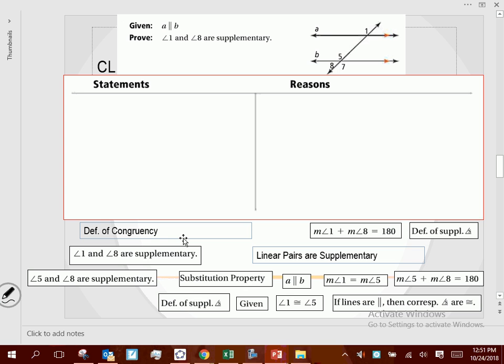Why doesn't our textbook use that? Why doesn't our textbook write that as a theorem? The reason is it's just not as important as the other theorems. It doesn't get used as much.